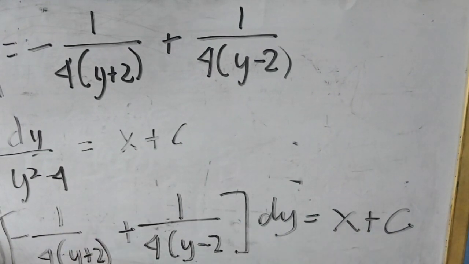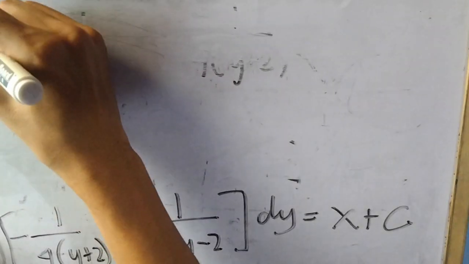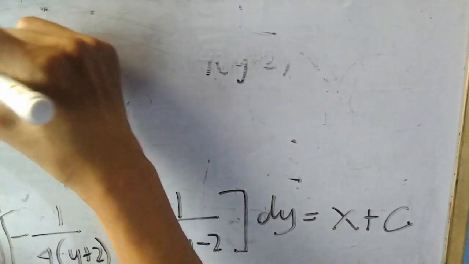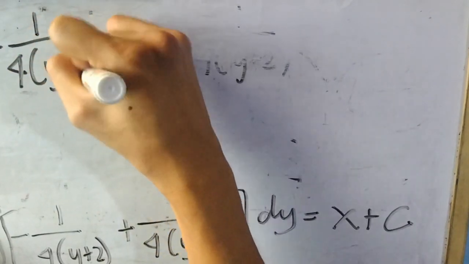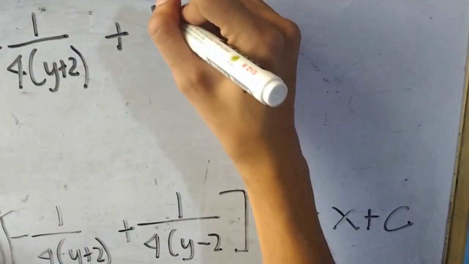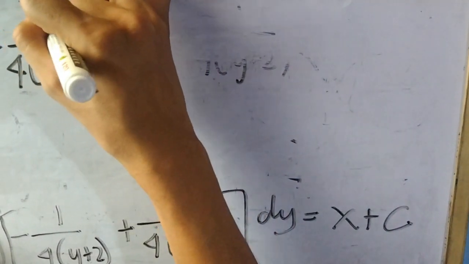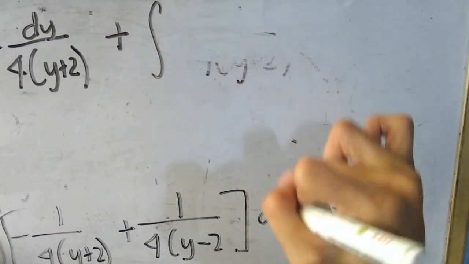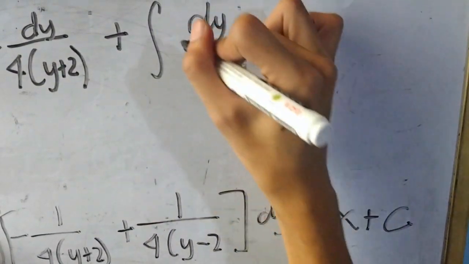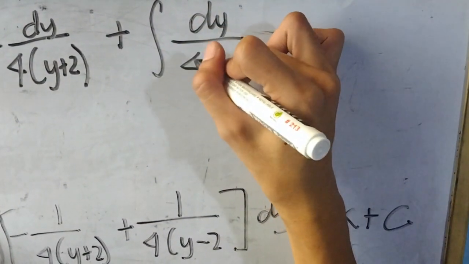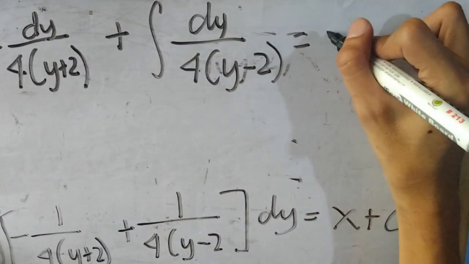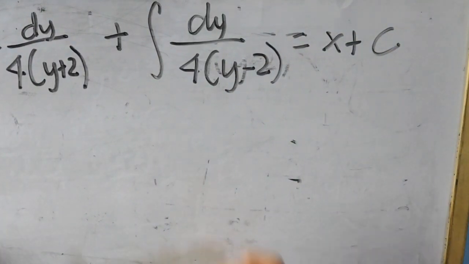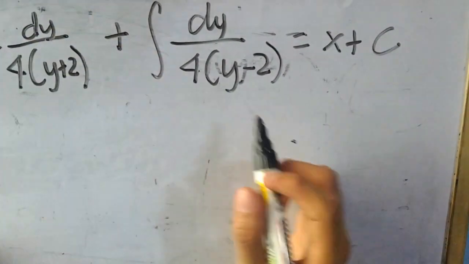So we distribute the integral sign. The integral of negative 1 over 4 times y plus 2 dy, plus we will not forget the dy, the integral of dy over 4 times y minus 2, equals x plus c. So we will factor out the constant.